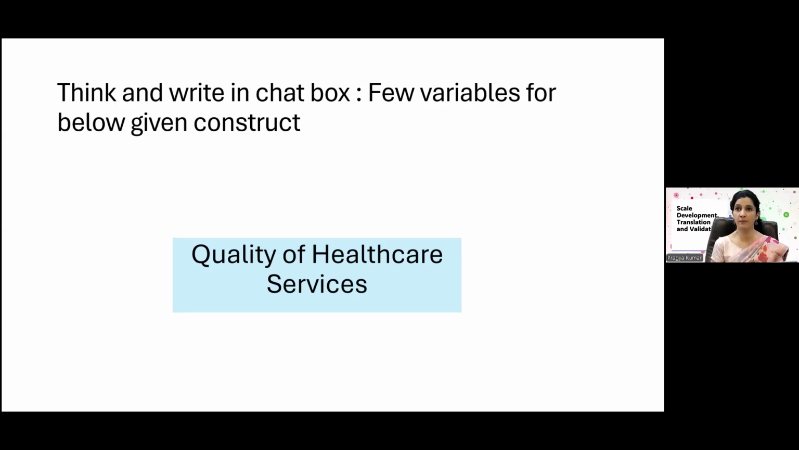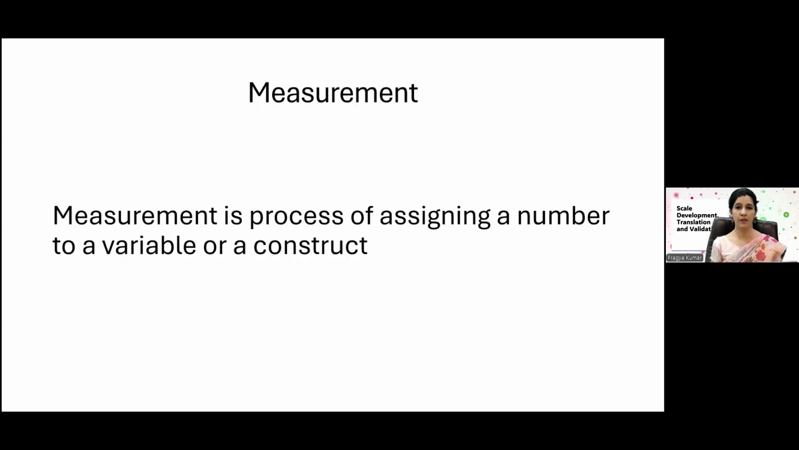So the availability of the person, behavior of the healthcare staff, Priyanka is writing, Sheetal is writing HR, logistics, care given on time. True. So all of you are very right that these are the various variables which you can think of whenever you want to have quality of healthcare services. So, but by seeing all this, now what is a measurement?